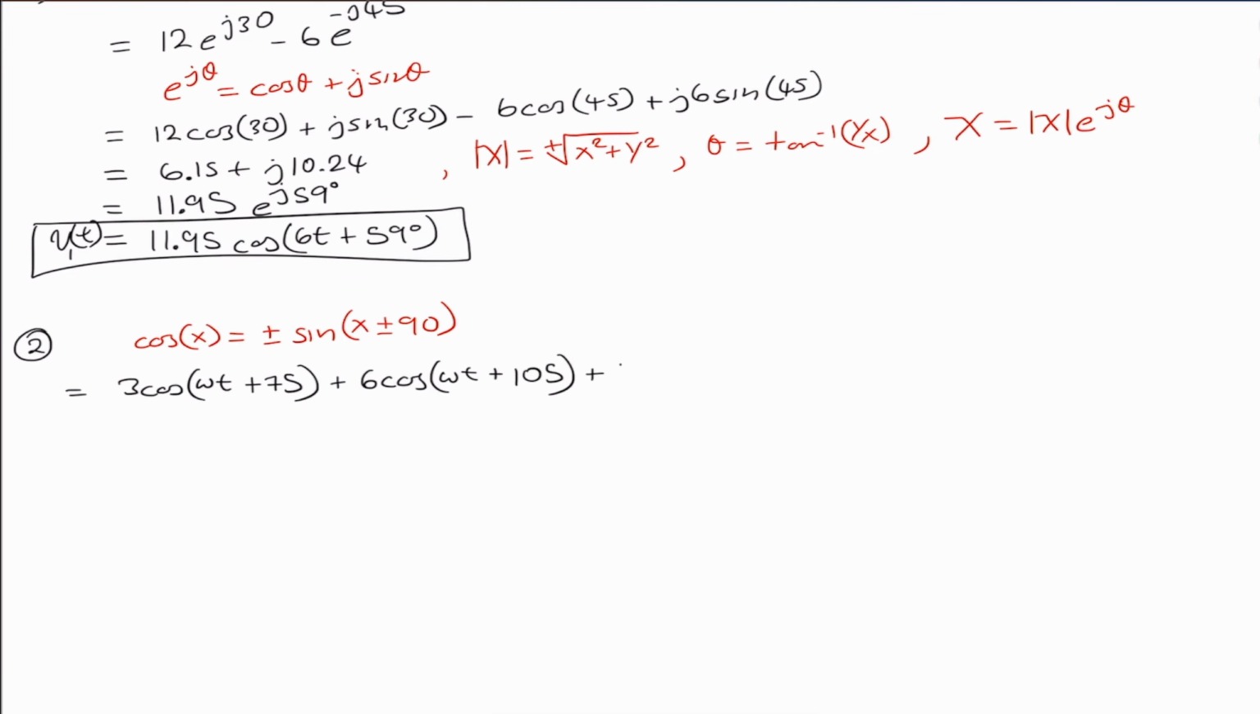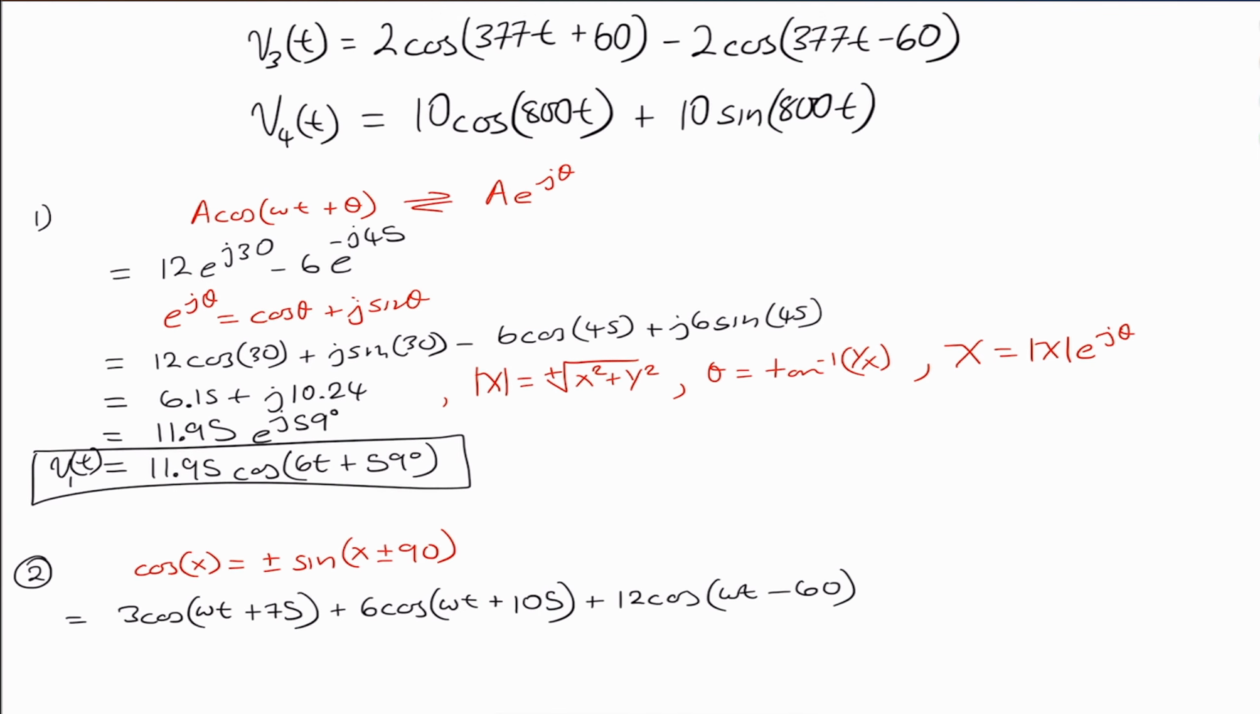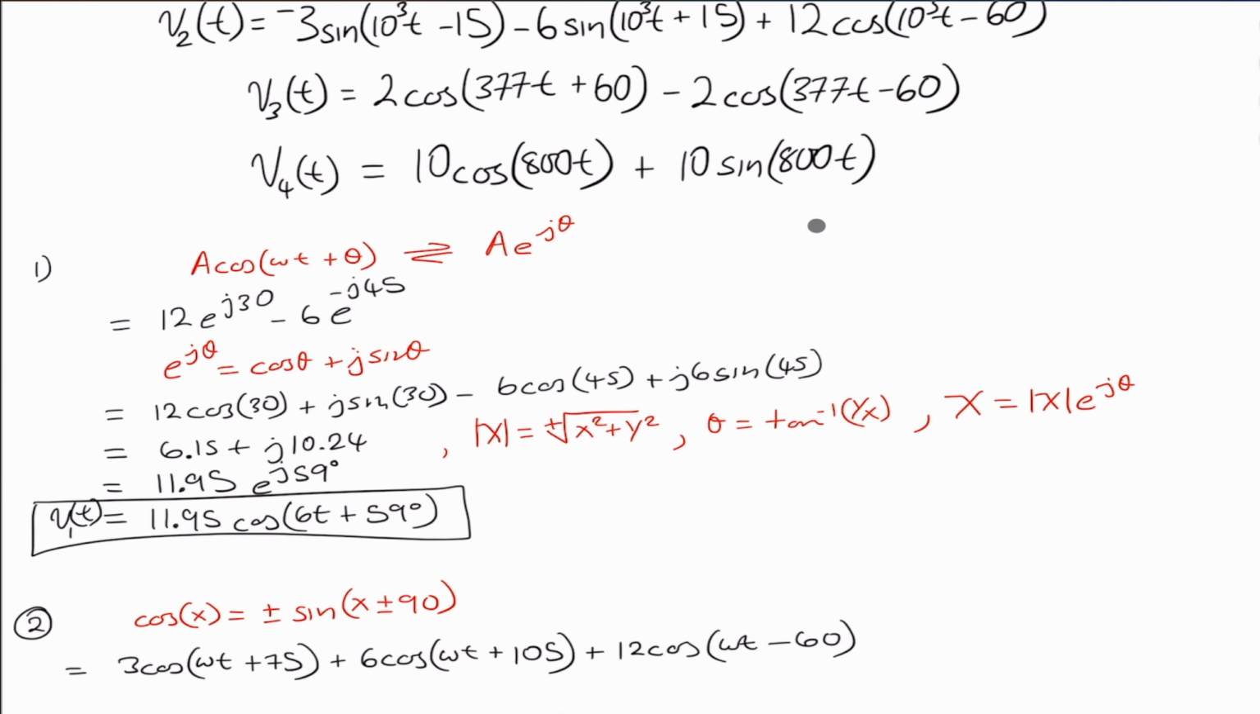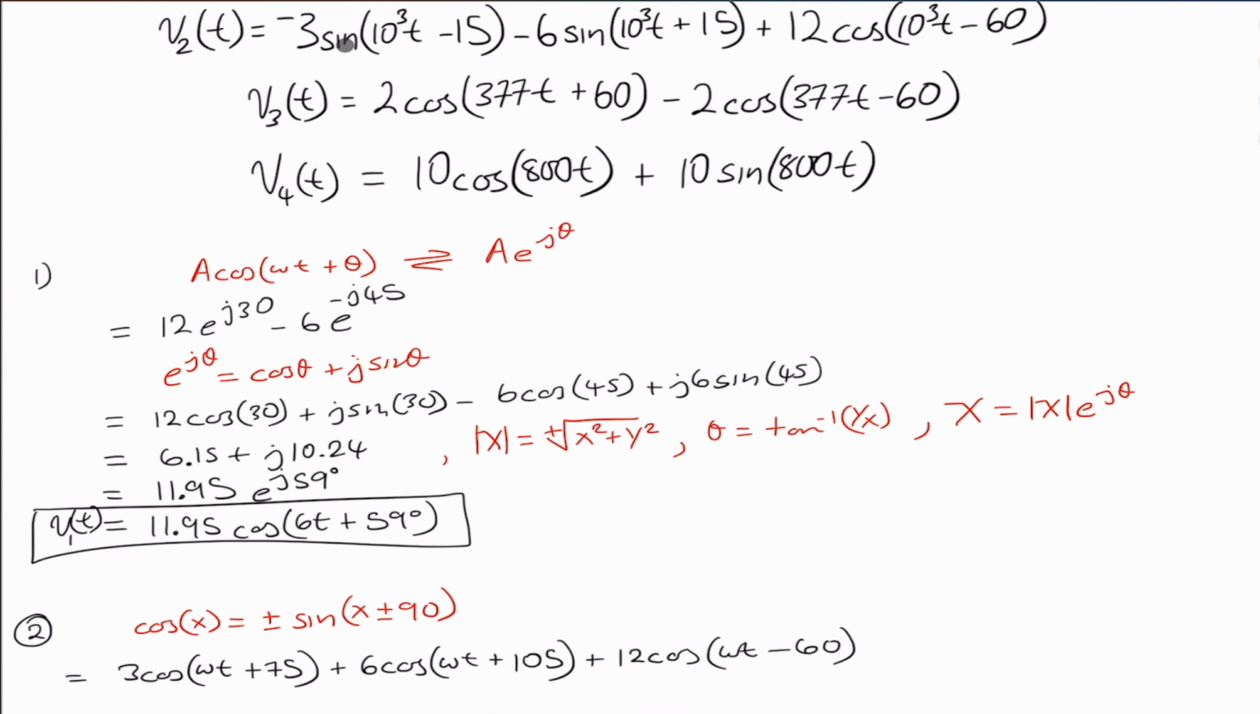Then we can just rewrite our 12 cosine omega t, and I think that's minus 60. So here we went from a 3 sine to a 3 cosine by using the identity. In minus sine, we add 90, and rewrite the following term.